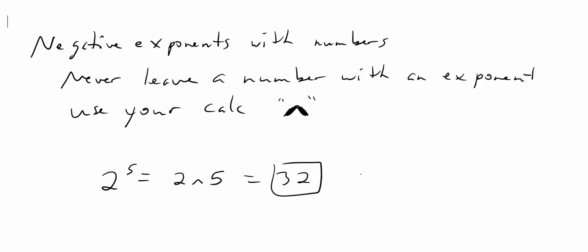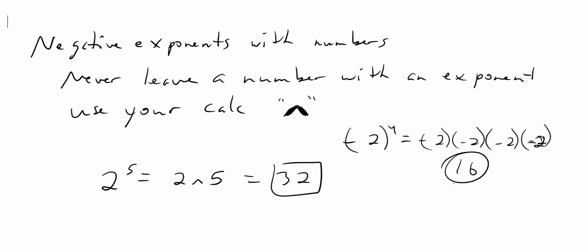When you're typing a negative value in, guys, use parentheses. All right, test this on your calculator right now. If you typed in -2 to the 4th power, do you guys agree that's -2 times -2 times -2 times -2, right? So that's going to give you a positive value. You guys agree that's supposed to be positive? In fact, 2 times 2 is 4, times 2 is 8, 16. So it should give you positive 16.